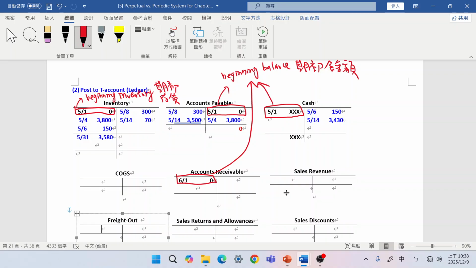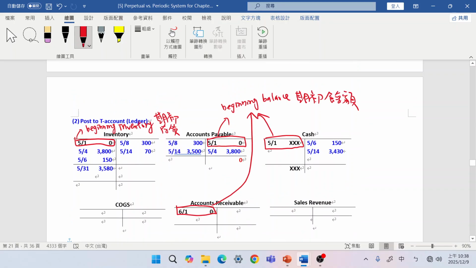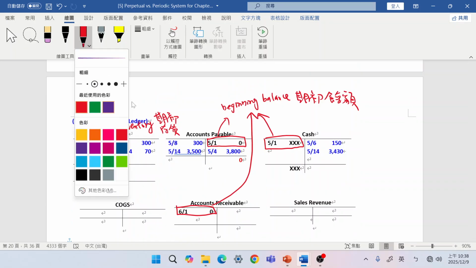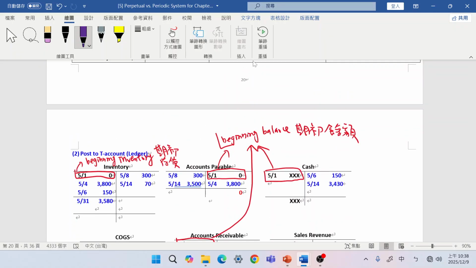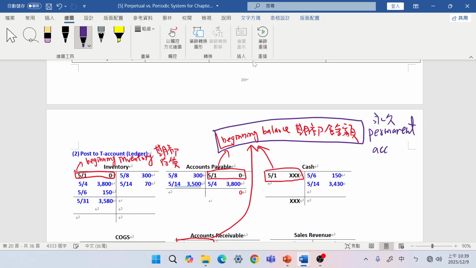So that's the first thing I want to let you know. So which accounts have the beginning balance? Their numbers are accumulated, okay? So for what? Permanent account, 永久账户, okay? So like assets, liability, equities, okay? So that's the first thing I want you to understand.